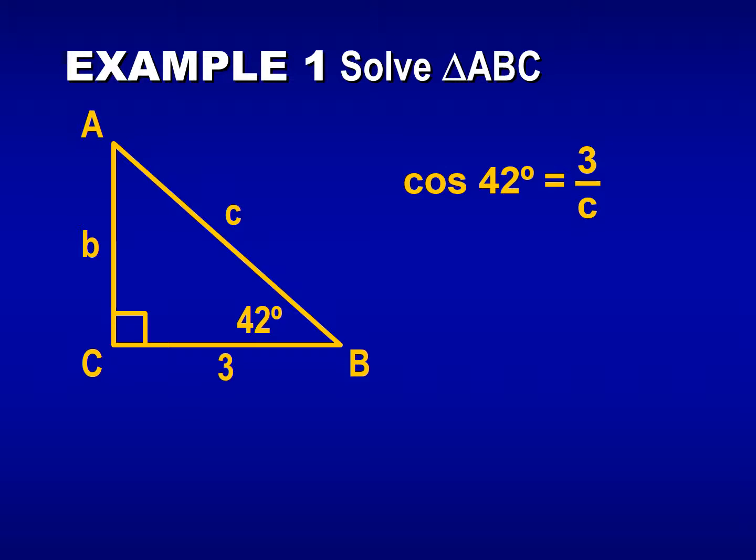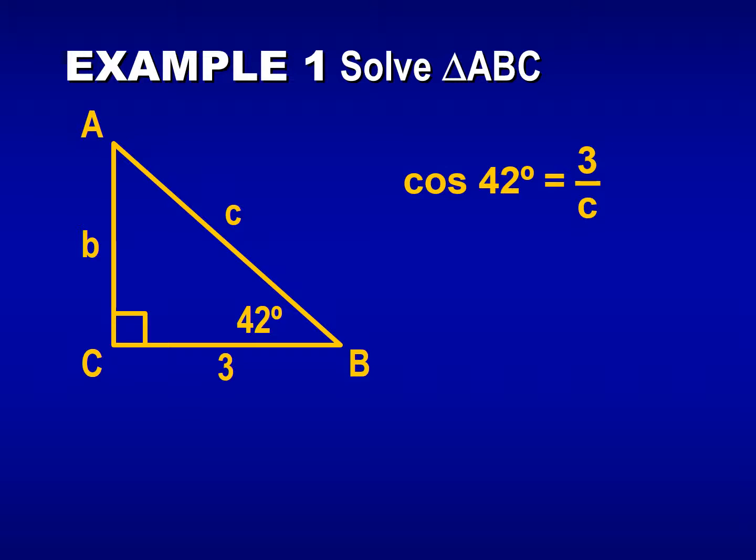Now let's look at side C, right? So side C is the hypotenuse. Again, remember, we want to start with what's given to us. We're given 42 degrees, and we're looking for something that's missing. We said we're going to look for C, and then something that's given to us, which is 3, right? Which is the adjacent side.